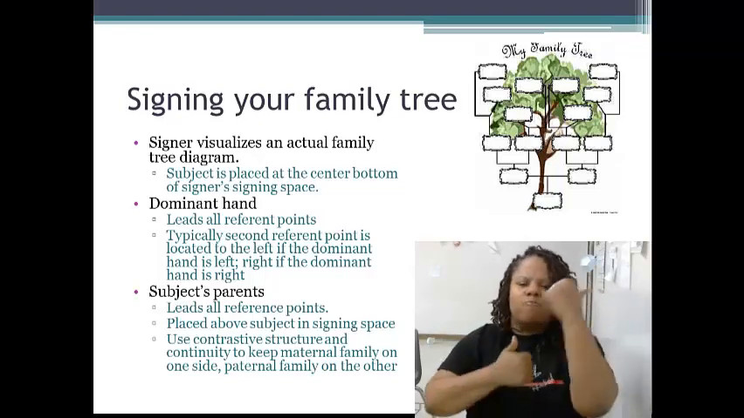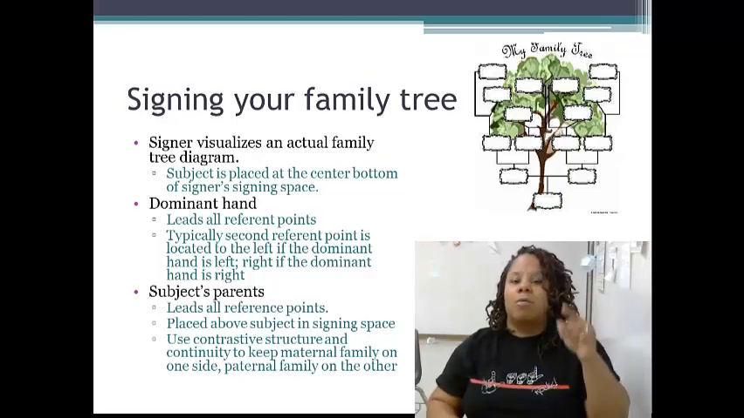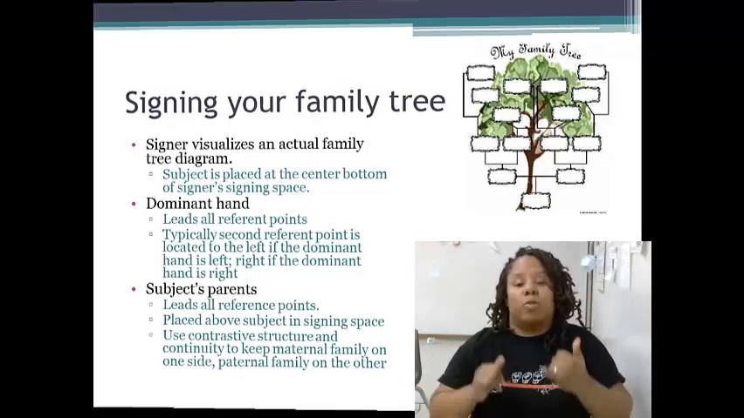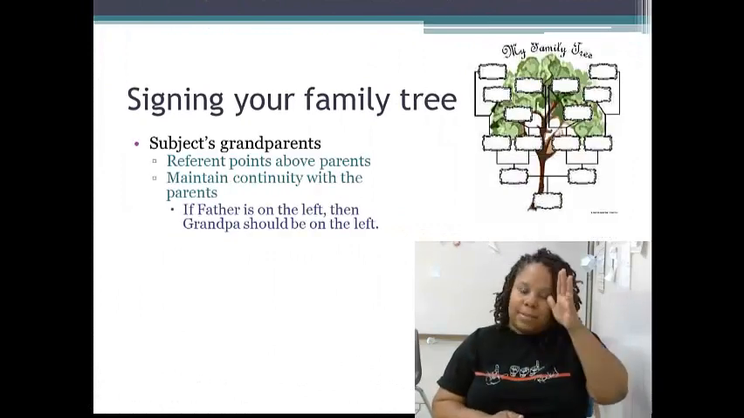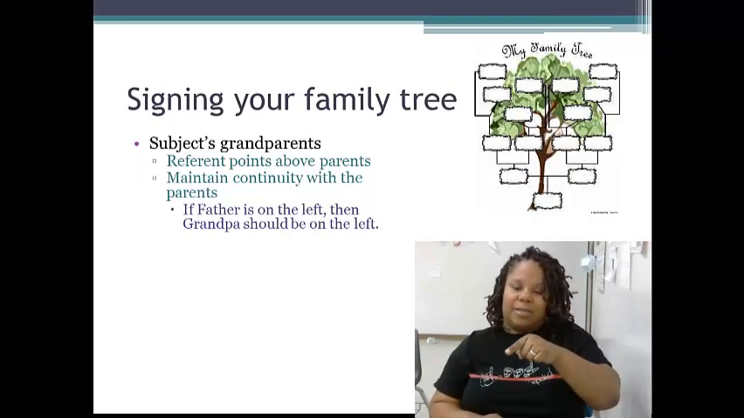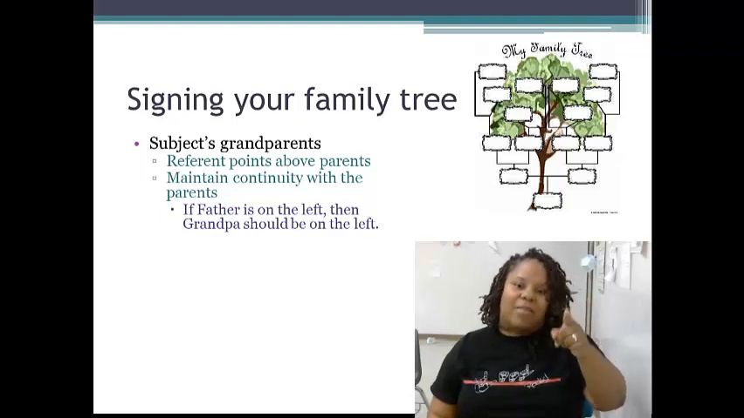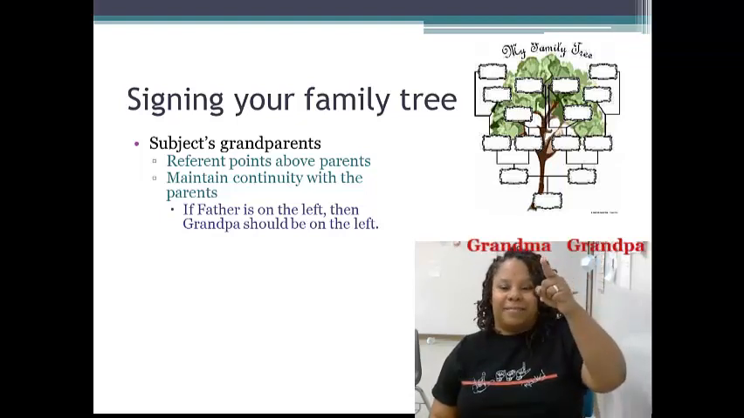So after you set up the parents, you go above the parents, keeping the trend, above the parents, and if you have started with your father on the left-hand side, then your mother needs to be on the right-hand side. And you just keep going up to the great-grandparents as well if you need to.